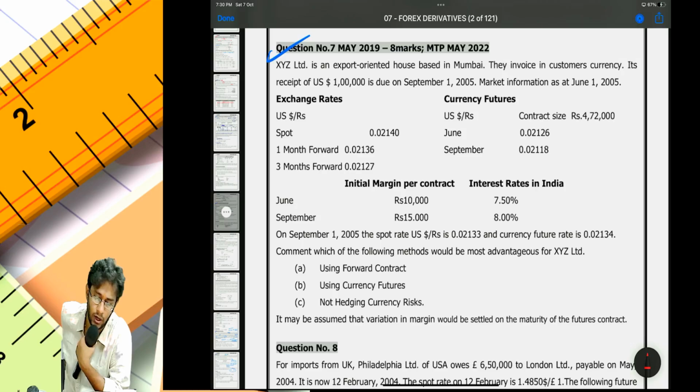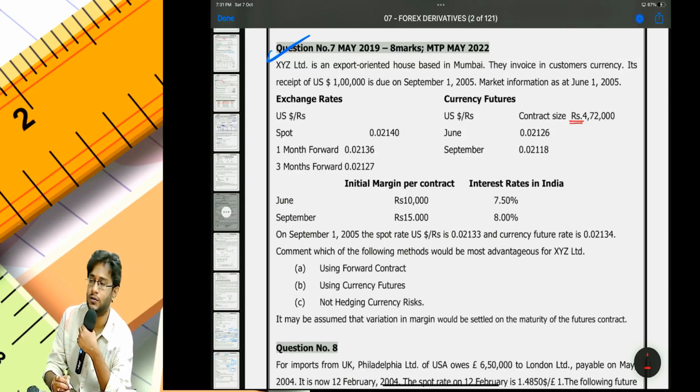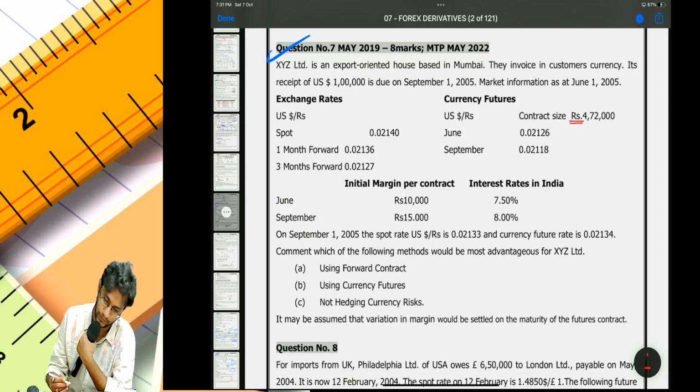The exchange rate, dollar per rupee, spot rate is given. 1 month forward is given. 3 months forward is given. For currency futures, dollar per rupee, the June futures price is given and the September futures price is also given. And then he tells you the contract size is rupees 4,72,000. So contract size means what? Lot size. Lot size is in which currency? So the underlying asset is rupee.